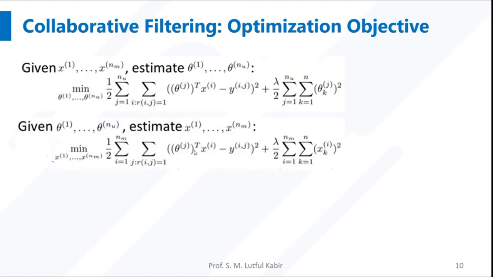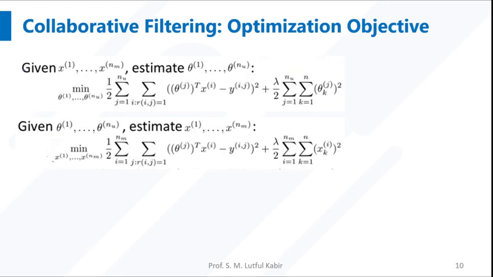Similarly, in the next one, I optimize or determine x1 to x_nm. So you have to minimize the cost function over x1 up to x_nm, where i varies from 1 to the number of movies, and j, take j where r_ij equal to 1. And the regularization term is now the summation of all x over i equal to 1 to nm and k equal to 1 to n, which is the number of features. So in the last slide, we said that once you get theta 1 up to theta nu, apply that to this equation and get new values of x1 to x_nm, and repeat these two equations one after another, and finally you stop where they converge.